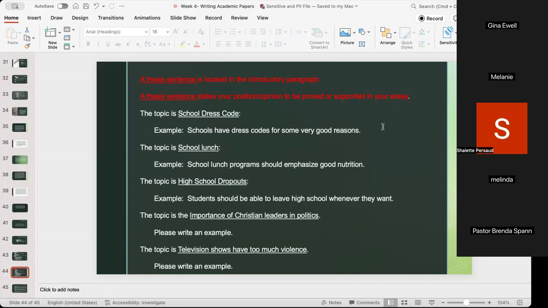Then in my first supporting paragraph, I'm going to talk about one of those reasons. So I might say, dress codes for students are important because, I'm trying to think of a reason, they encourage order. Okay, good. So that would be my topic sentence. So then in that paragraph, you're going to discuss how they encourage order.